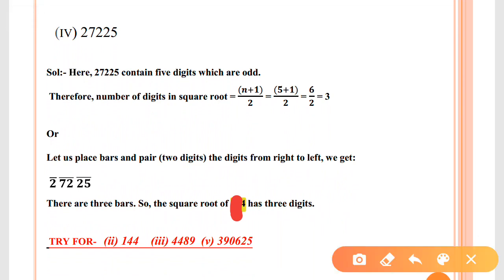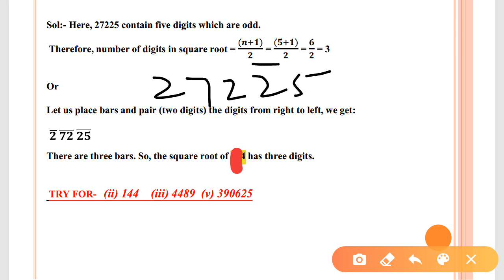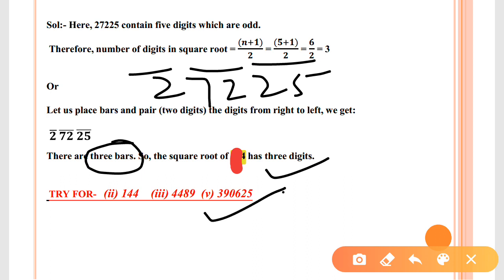The next question is 27,225. First we will count the digits. It has 5 digits and 5 is an odd number, so we will add 1 to it and then divide. So 5 plus 1 is 6, 6 by 2 is 3, so the square root will contain 3 digits. Another method here is we will write the number as 27225 and now we will pair the digits. So I got 3 bars, so since there are 3 bars, it will have 3 digits in its square root. Similarly we can solve this question here.